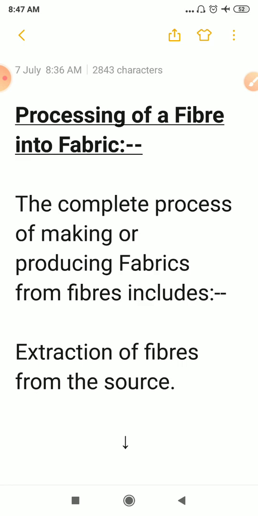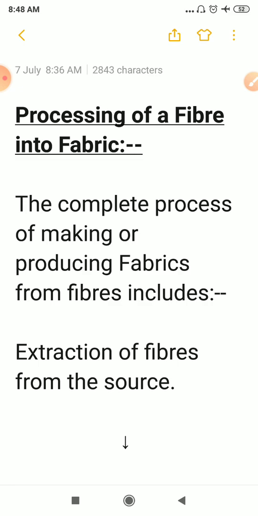In this part of the video, we will discuss how fiber is turned into fabric, the fabric making process from fiber. We have discussed what is fiber. What is fabric? Do you know what is fabric?